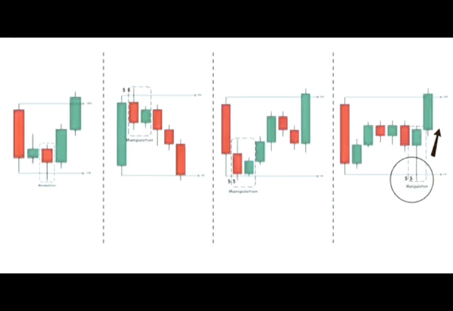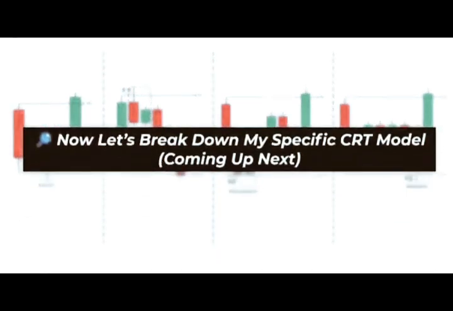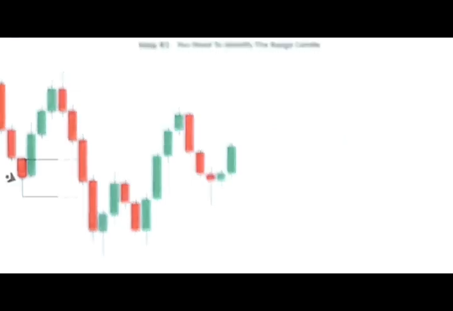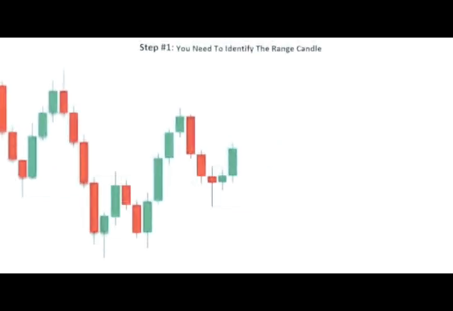truly enters the market. Now, let's break down the details of my specific CRT model and go step by step through how to execute trades based on it. First, you need to identify the range candle. The classic CRT model usually uses fixed key times like 1 a.m., 5 a.m., 9 a.m., and so on to define the range candle. But in my specific CRT model, I use a more dynamic method.